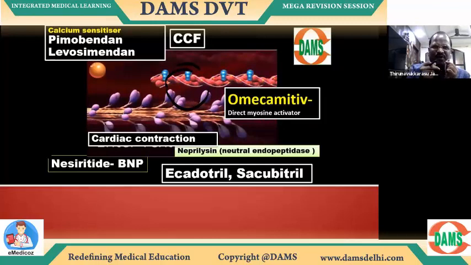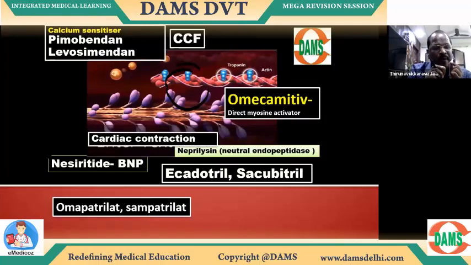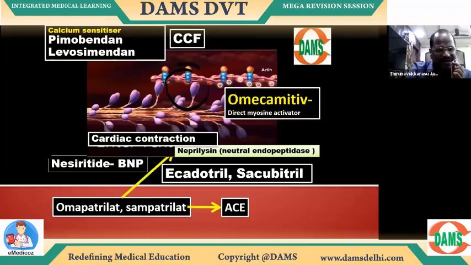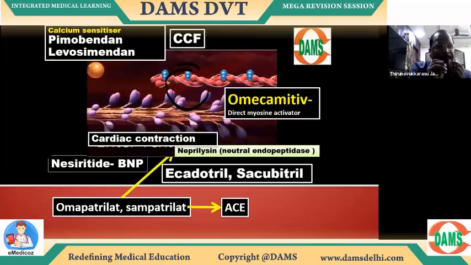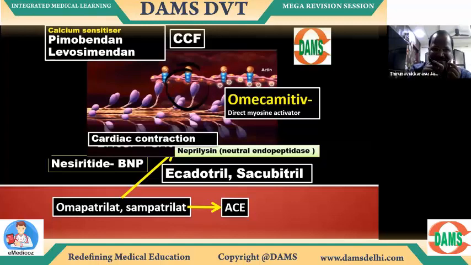In this, I want to revise one more thing. There are some drugs, for example, omapatrilat and sampatrilat. Look here, omapatrilat, sampatrilat, these drugs have two actions. What two actions? They inhibit neprilysin enzyme, as well as they inhibit angiotensin converting enzyme. Look here, omapatrilat, sampatrilat are dual enzyme inhibitors. What are the two enzymes they block? One is neprilysin enzyme. One more, angiotensin converting enzyme.